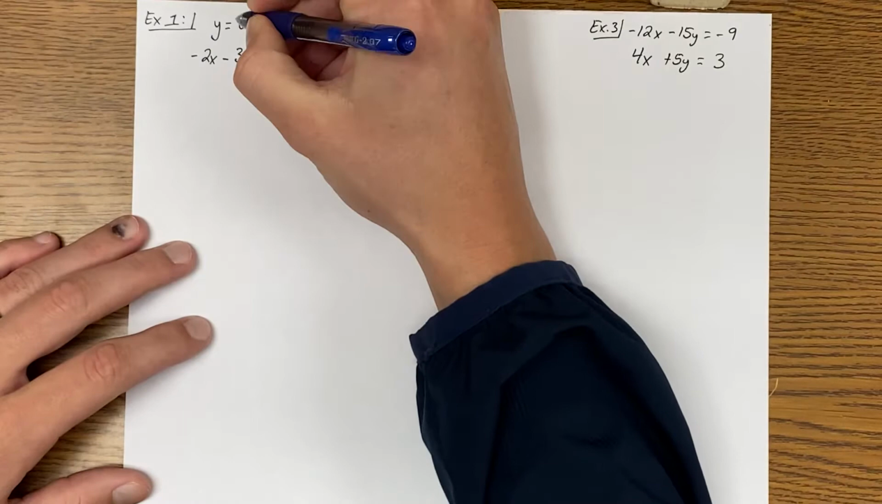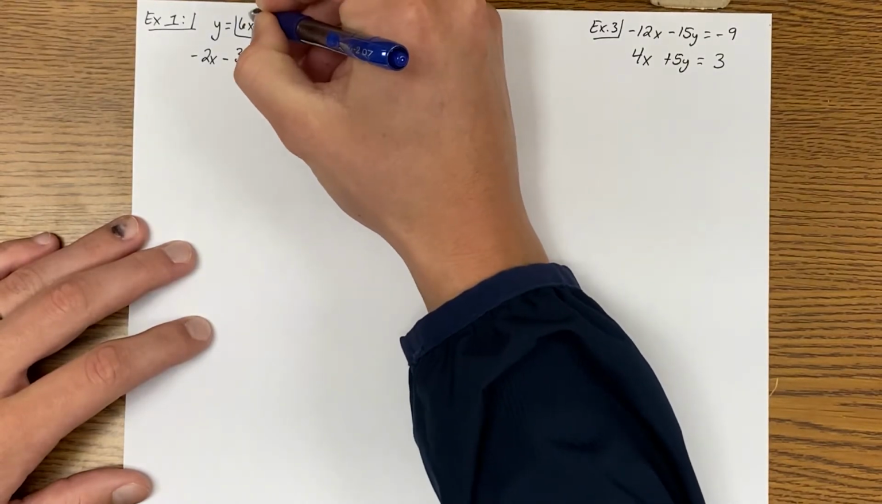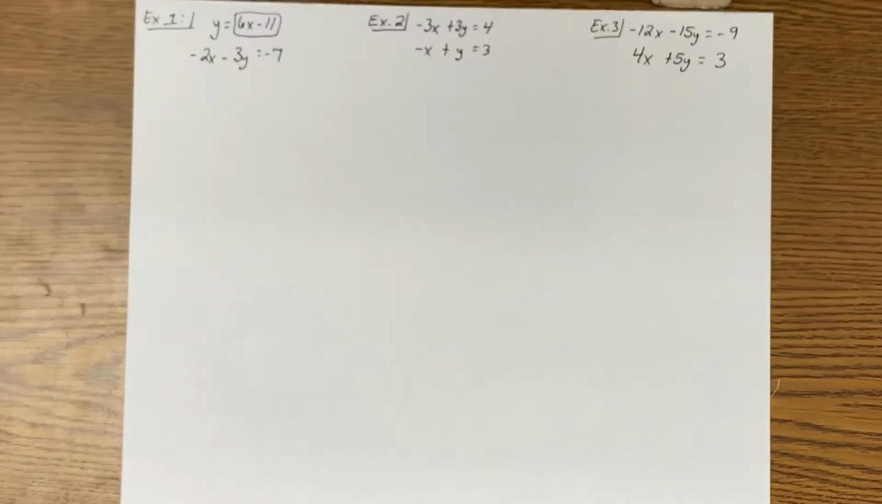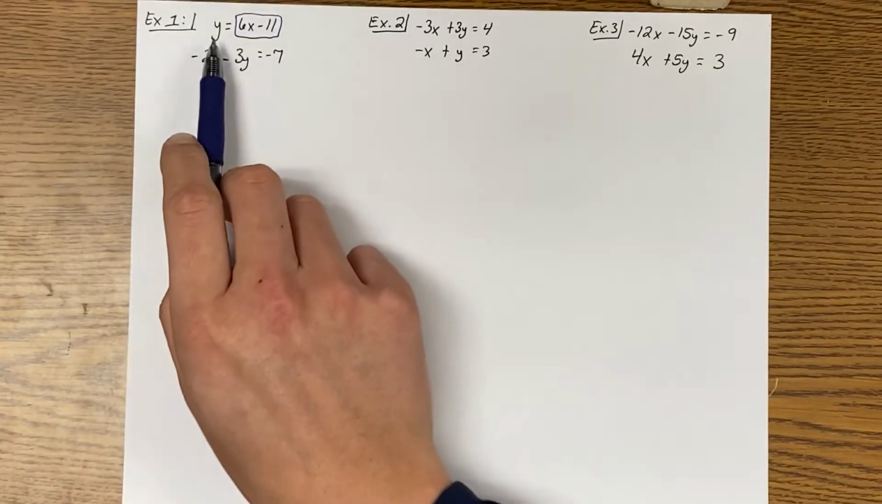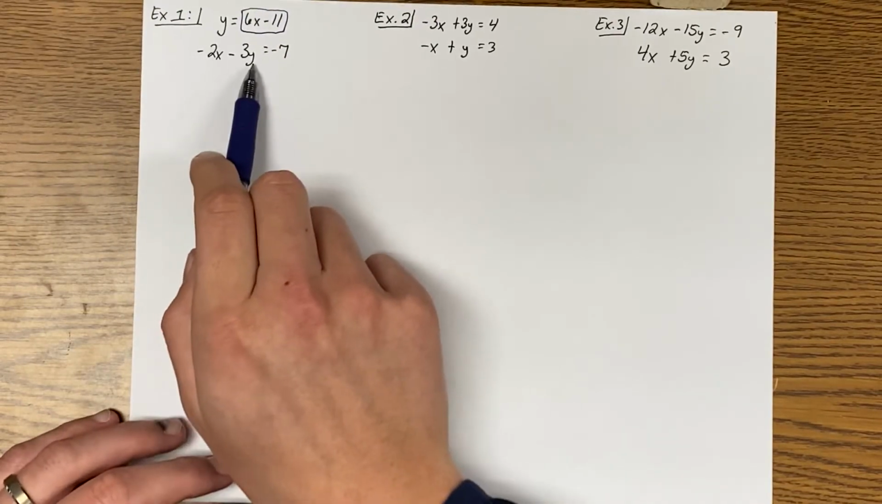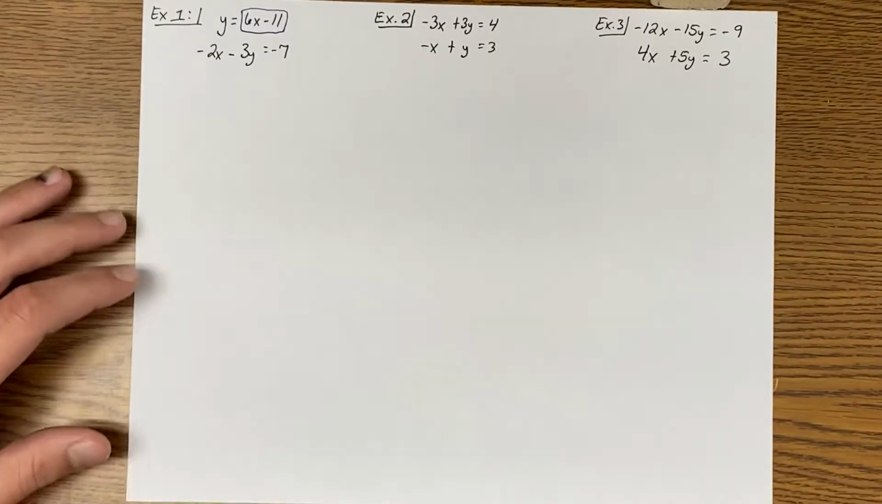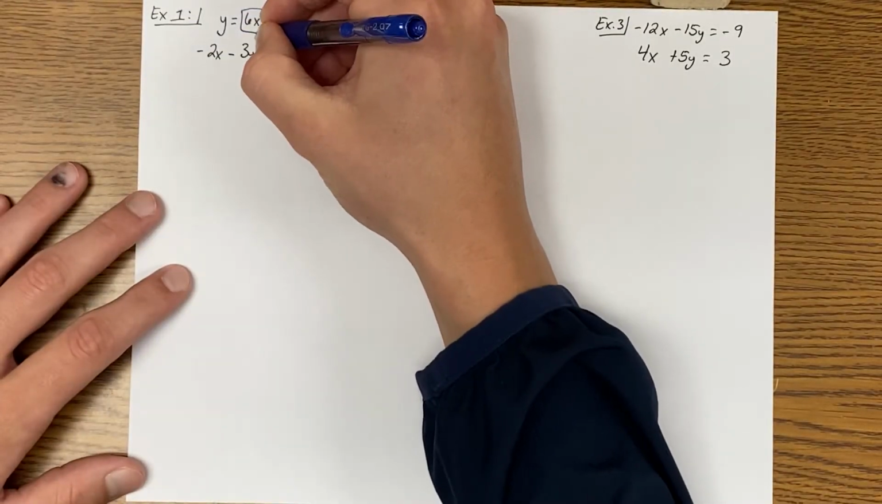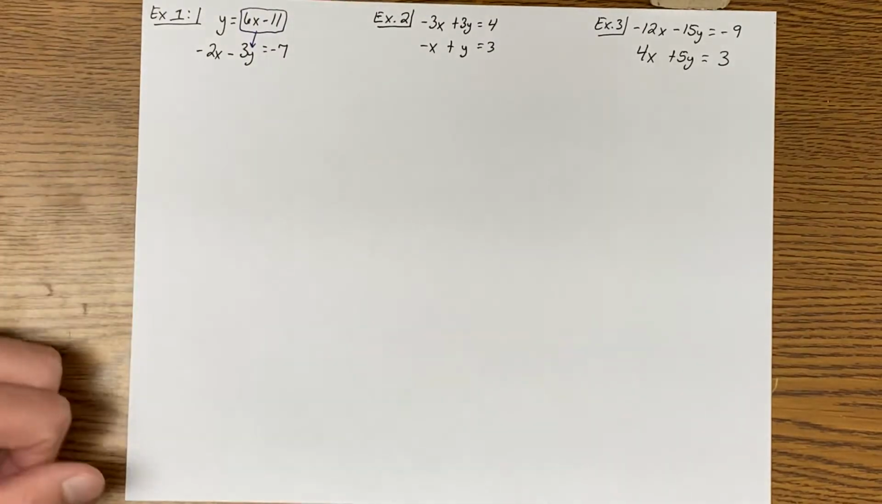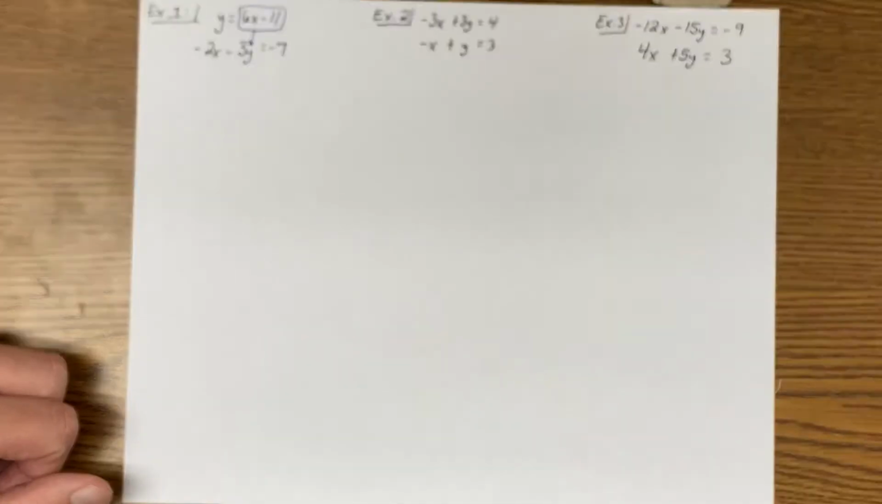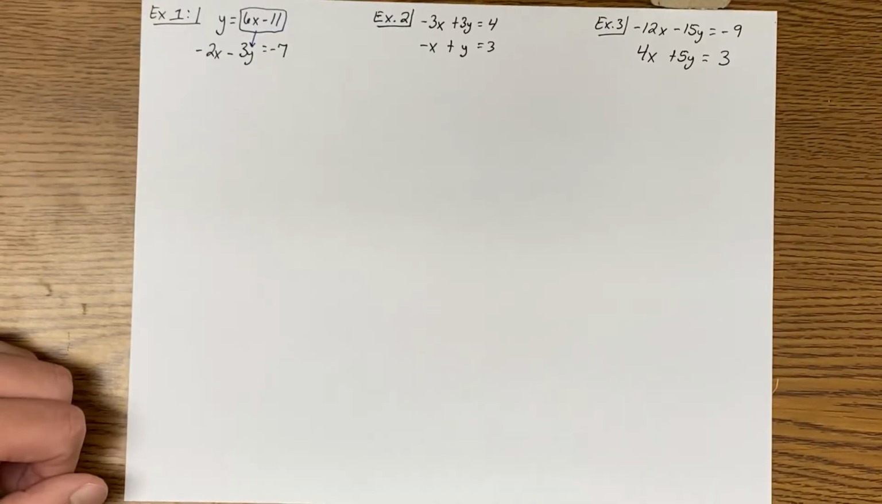So we already know what y is equal to. Y is equal to 6x minus 11. And remember, this is a system. So whatever y is equal to in the first equation, y has to also be equal to that in the second equation. So since y is equal to 6x minus 11, I could take this entire expression and plug it in right there for y, and I can solve for x.